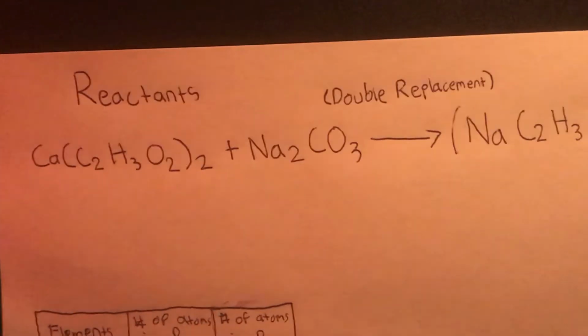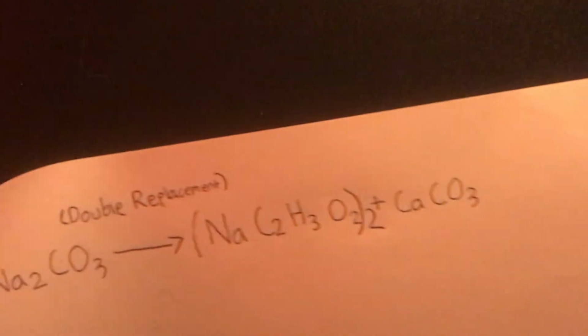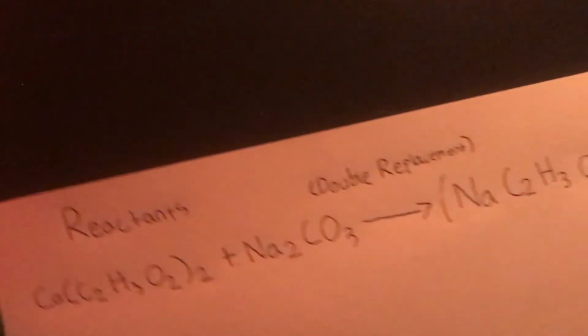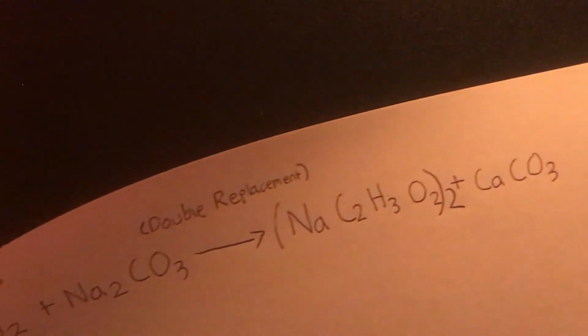So here's our fully equal equation. We have 1 calcium acetate compound on the reactant side, 1 sodium carbonate compound on the reactant side. We have 2 sodium acetate compounds on the product side, and 1 calcium carbonate product compound.